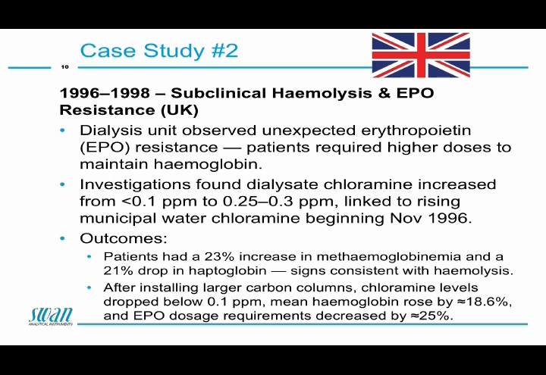And after installing the larger carbon columns, which they decided to do, the chloramine levels dropped back to normal levels below 0.1 ppm, and the mean hemoglobin of the patients rose by about 18%. And erythropoietin dosage requirements decreased by 25%. So that's quite significant too.